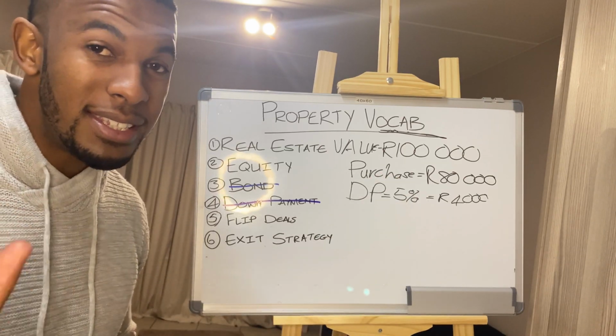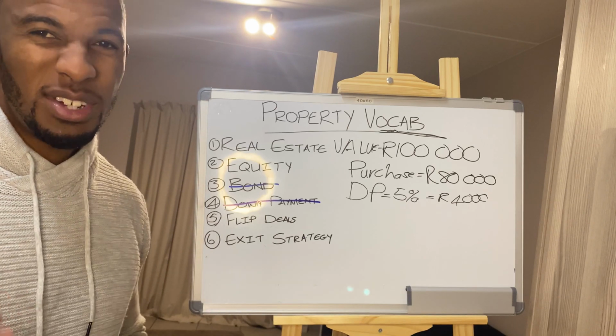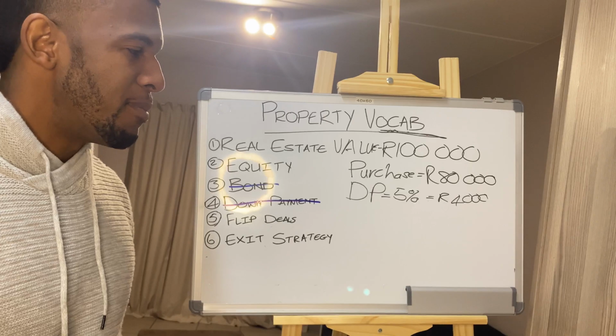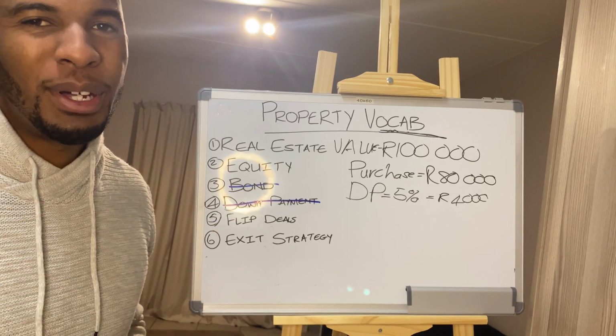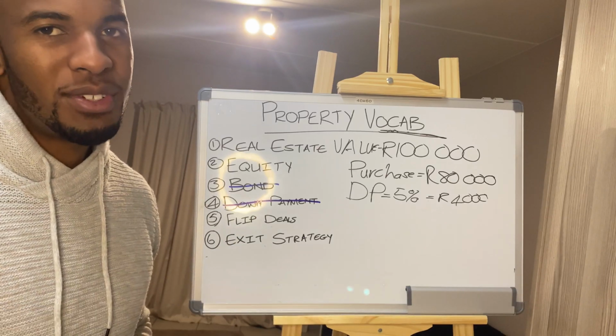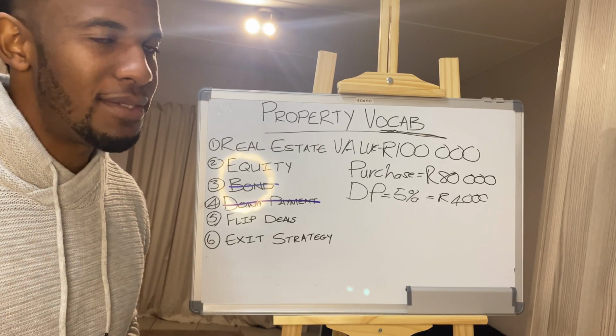But before we give you that 80,000 Rand, we need to see that you have some sort of skin in the game. And we need a down payment from you. And you can give us a down payment of about 5%, which is 4,000 Rand. Now, luckily, you have 4,000 Rand sitting somewhere. Hope everyone has a savings account.